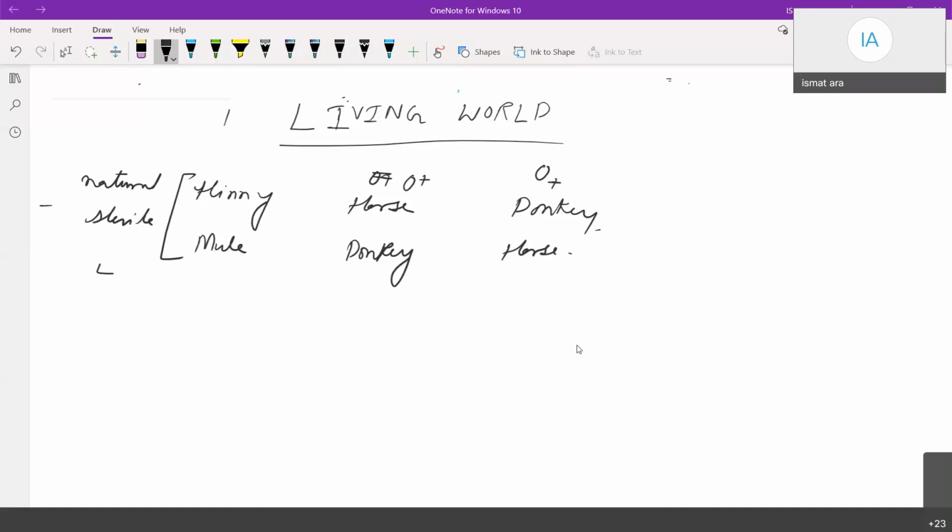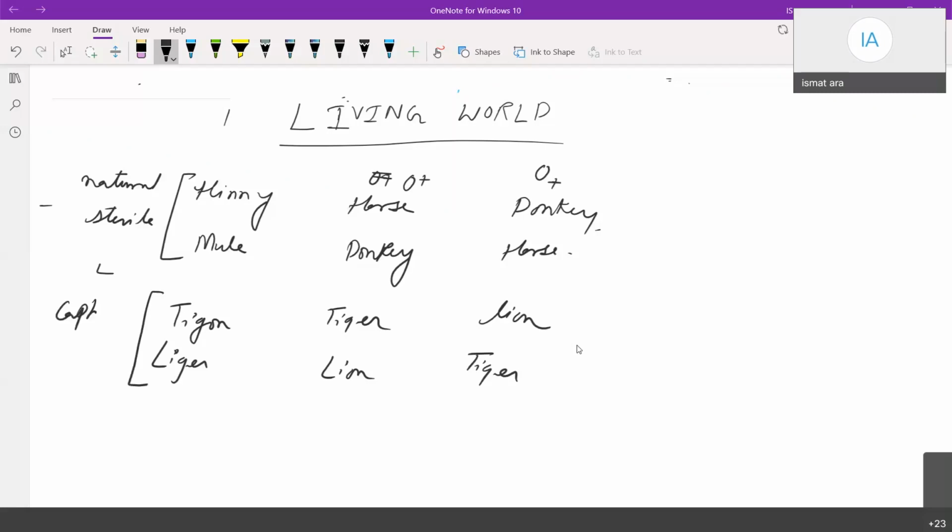Now, a third example I can give you is Tigon. Tigon: male is tiger and female is lion. And the fourth one is Liger: male is lion and female is tiger. Now, this cross has been done artificially in captive condition. But these are fertile, students. These are fertile.